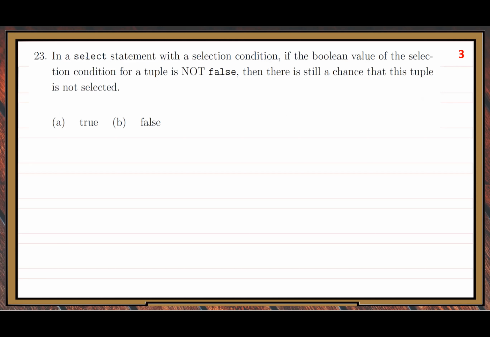The next one, the answer is true. But I estimate about a third of you picked false because you are used to 2-value logic. Here in SQL, we use 3-value logic. So not false means you have true and unknown. But for unknown, we do not select it. We only select when our Boolean expression takes the true value. So there is still a chance that this tuple is not selected, so it's unknown. So it is true.